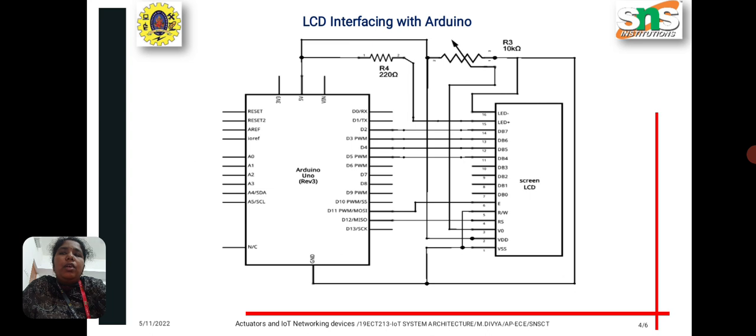Then D4, D5, D6, D7 are the digital pins. Then we can select either data or command. We can give it a command, or we can get data from the Arduino.